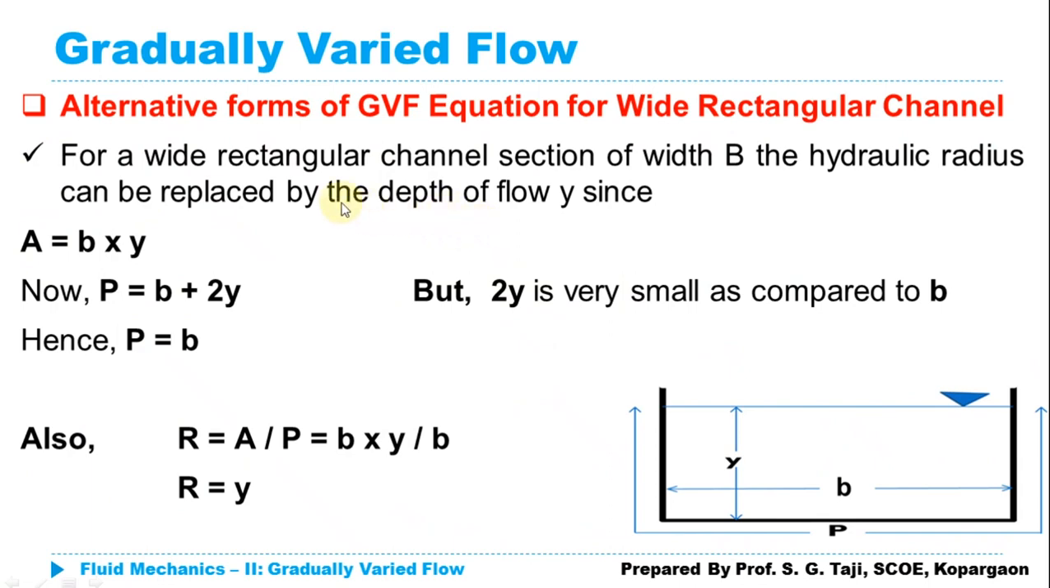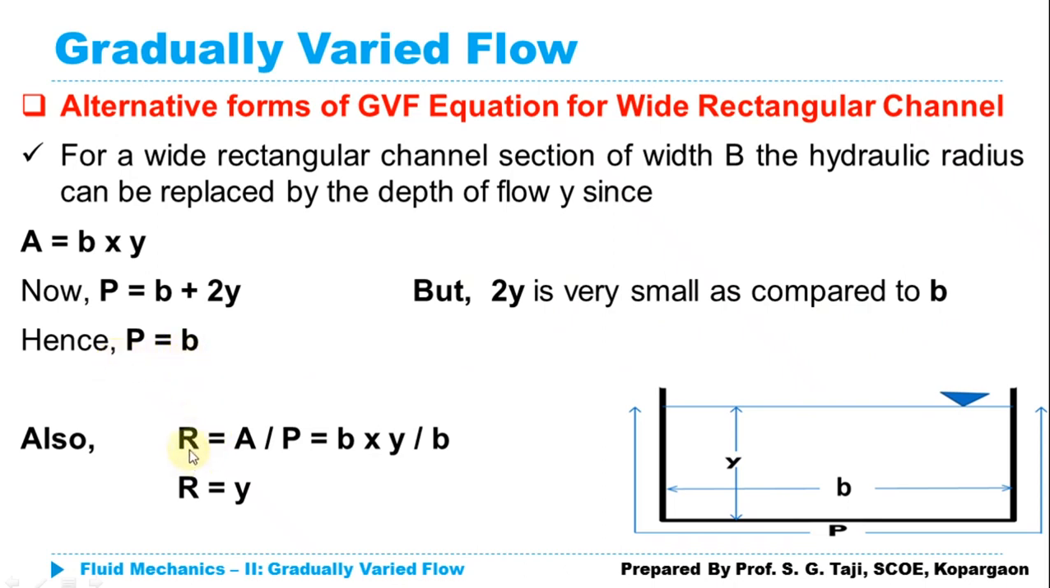We are going to discuss alternative forms of the GVF equation which are applicable for the wide rectangular channel. Now we should know what is meant by a wide rectangular channel. In this case, depth of flow will be considerably small as compared to the width of the channel. The area of the flow can be calculated as B multiplied by Y, and wetted perimeter can be calculated as B plus 2Y. But if we consider a wide rectangular channel, 2Y will be very small as compared to B, the width of the channel. So we can simply write our wetted perimeter P equal to B.